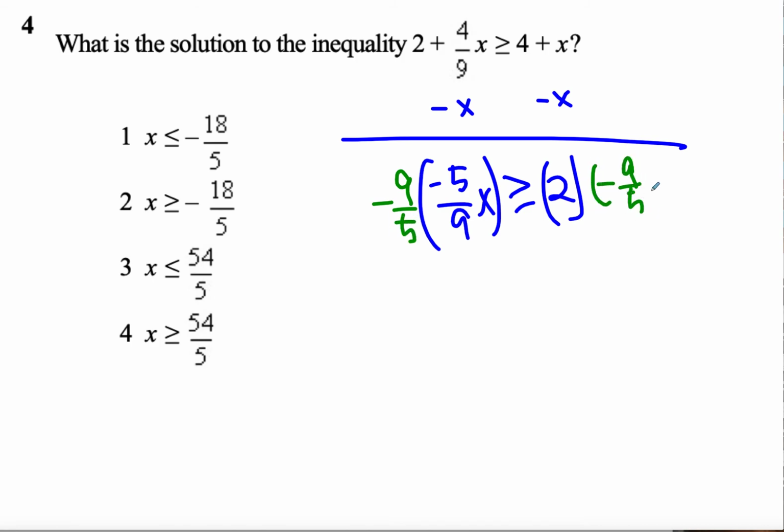Then you can see that 2 times 9 is 18. So we get negative 18/5, and then x is left. But since I'm multiplying by a negative number, we've got to switch the sign. So x is less than or equal to negative 18/5. Choice 1 becomes the answer.